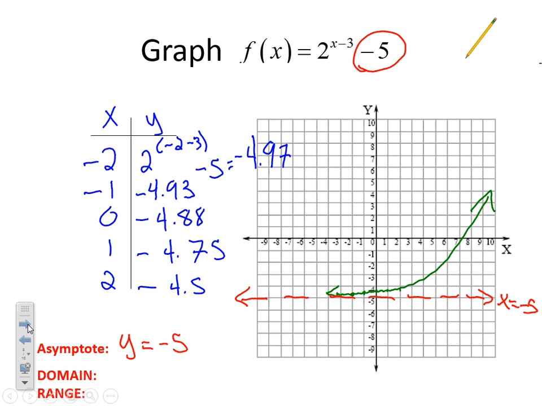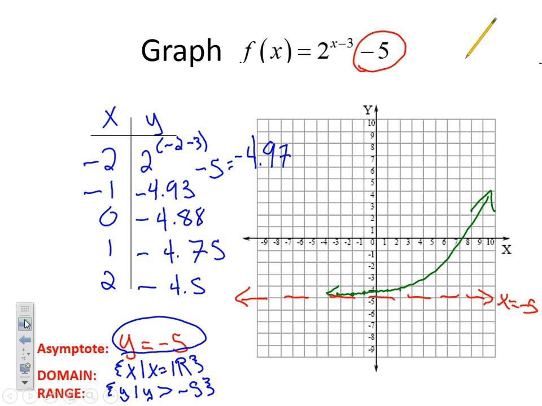Now for my domain and range. Domain, once again, ladies and gentlemen, I can have anything I want. So it's going to be x such that x equals all real numbers. Now my range, my line is above my asymptote, so it's going to be y such that y is greater than, and then whatever my asymptote is, so greater than negative 5.